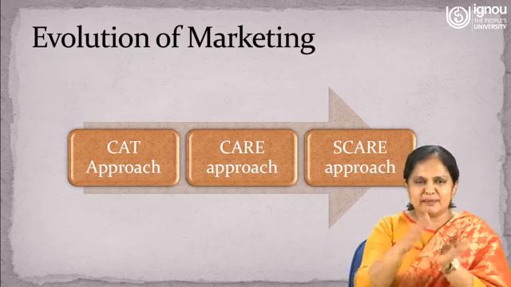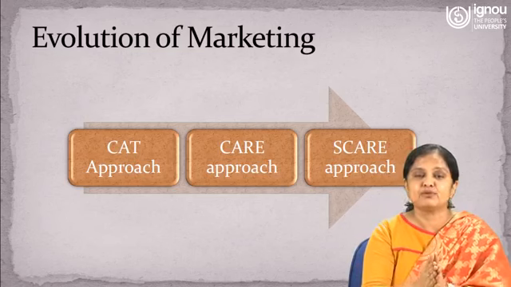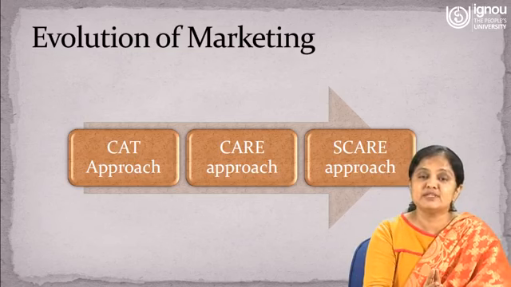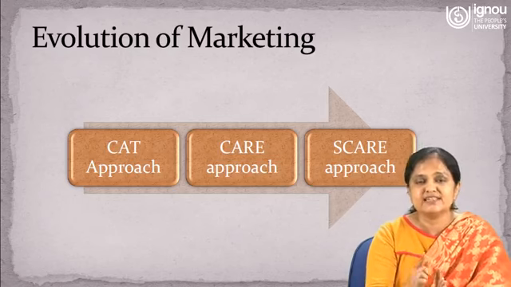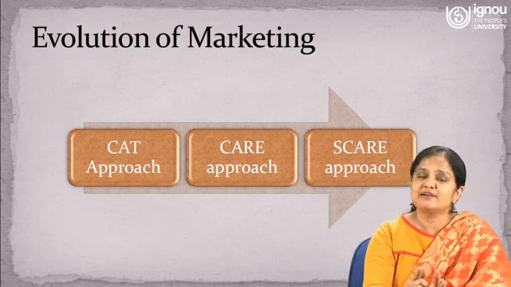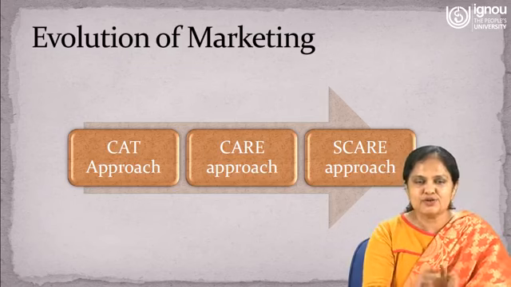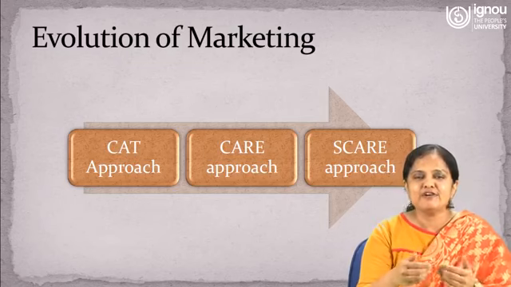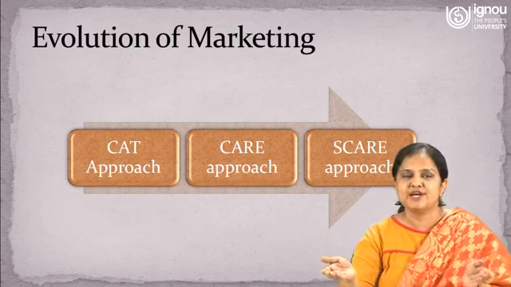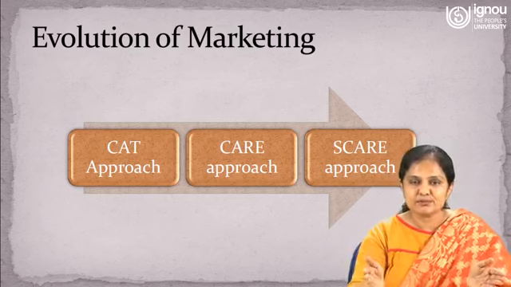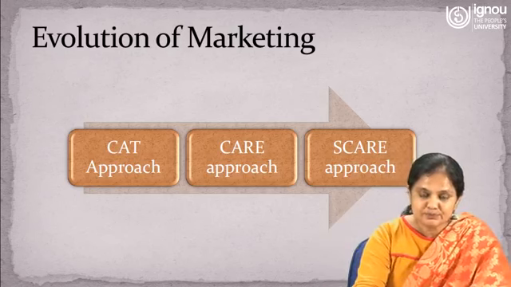And then the paradigm shift came to the SCARE approach. Society and consumers are really everything, S-C-A-R-E. S for society, C for consumers, A-R for really and E for everything. So in the discussion, at the end of it, you will understand how this whole paradigm shift has taken place from the CAT approach to the CARE approach to the SCARE approach.